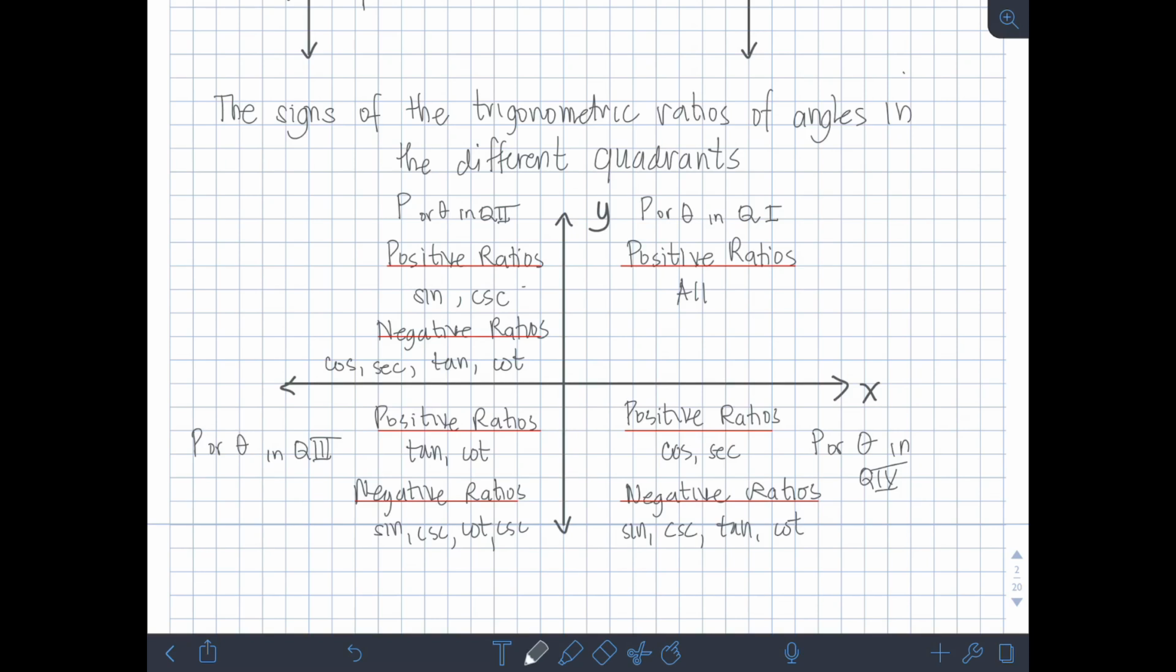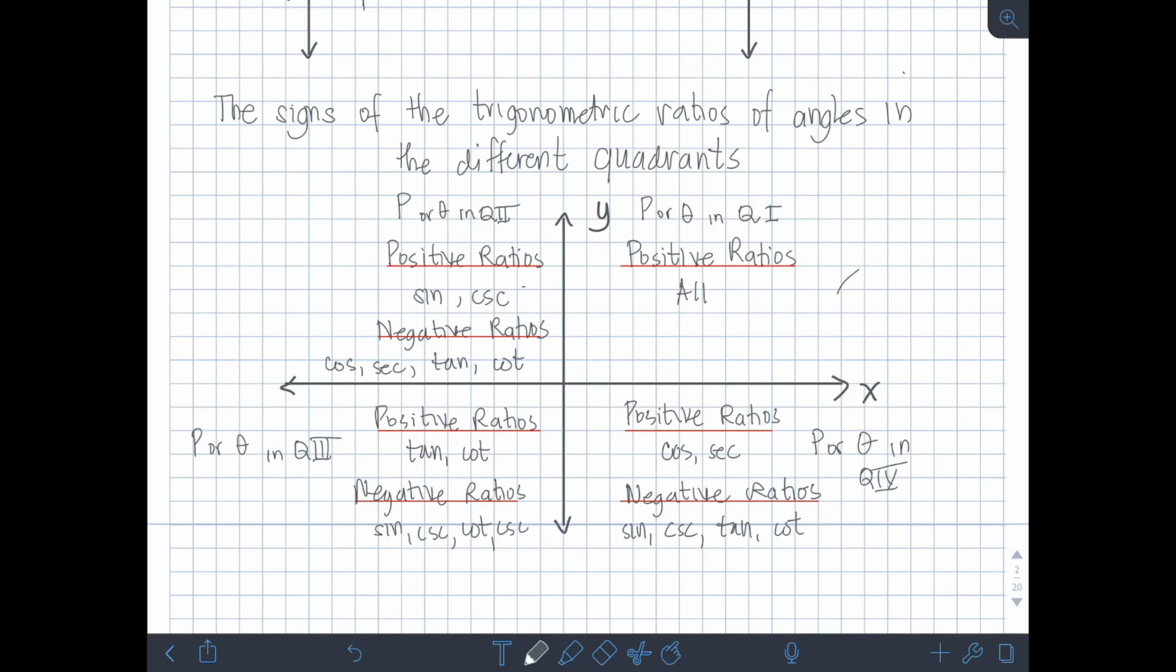So, sabi ko nga, dahil nagkaroon ng negative at positive sign yung coordinates natin, at yun yung dimension na ginagamit natin for the trigonometric ratios. Siyempre, ang tendency, magkakaroon din ng negative sign yung bawat trigonometric functions. So, ito yung summary kapag hanapin natin yung signs ng trigonometric ratios.